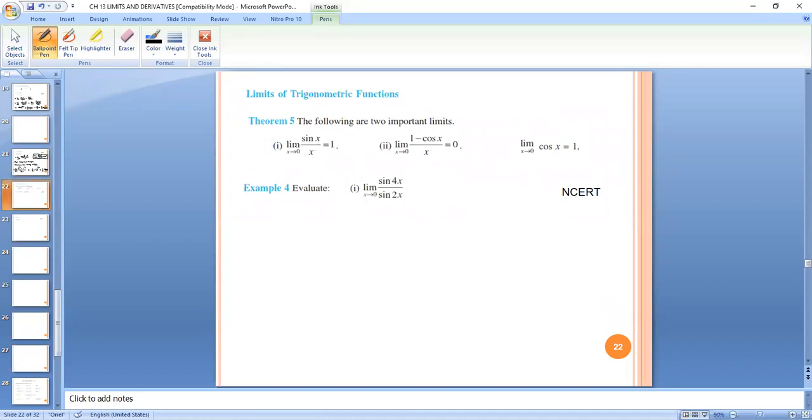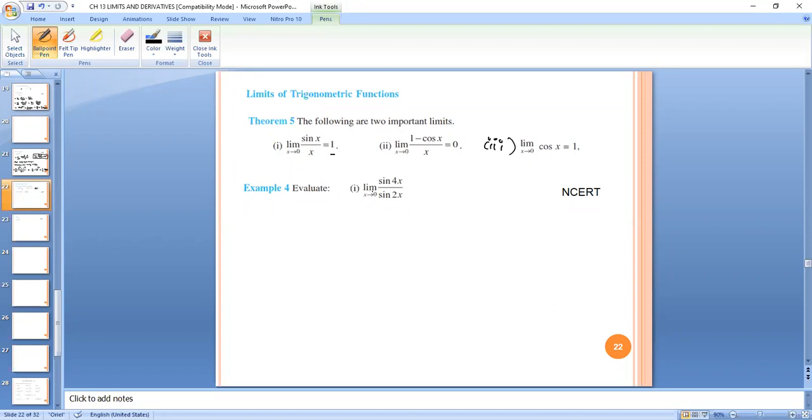You have to keep in mind that limit x is tending to 0, sin x upon x, wherever this concept will be, its value will be equal to 1. You have to keep in mind these formulas. And limit x is tending to 0, 1 minus cos x upon x is equals to 0. And limit x is tending to 0, cos x is equals to 1. We will be having different questions. We will use this concept there, right?